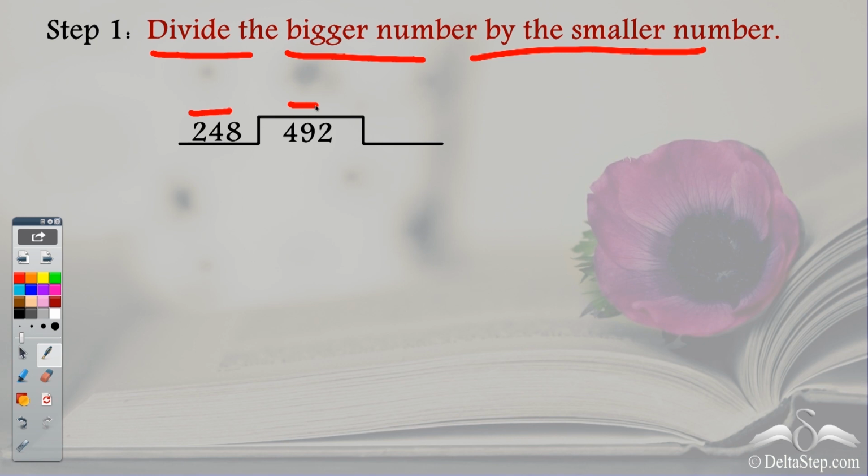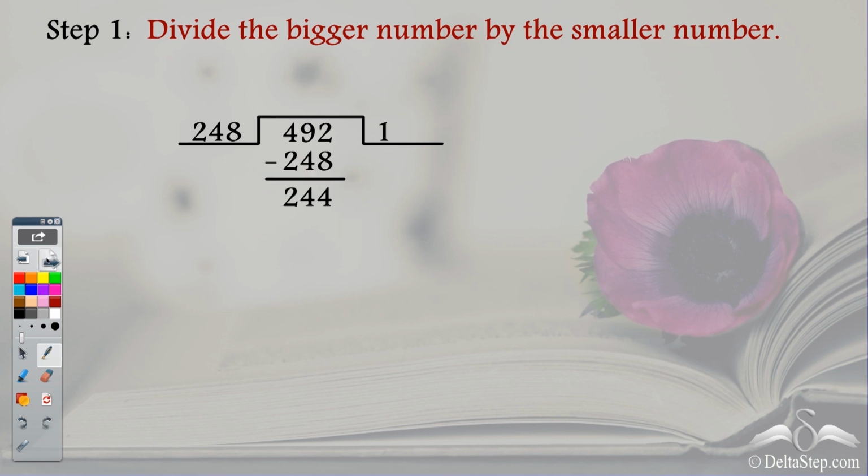Now 248 goes into 492 one time. So if you check, you will see that 248 goes into 492 one time. So 1 is the quotient. And I write 248 here and I need to subtract this. So I get 244 as the remainder. So this is what I get, 1 as the quotient and 244 as the remainder.